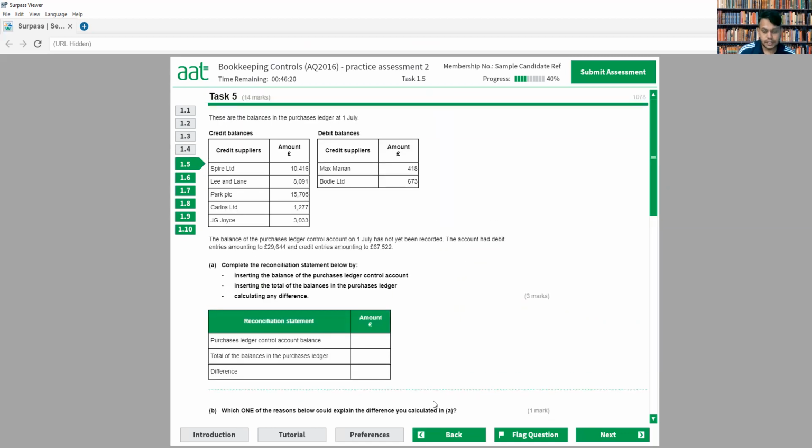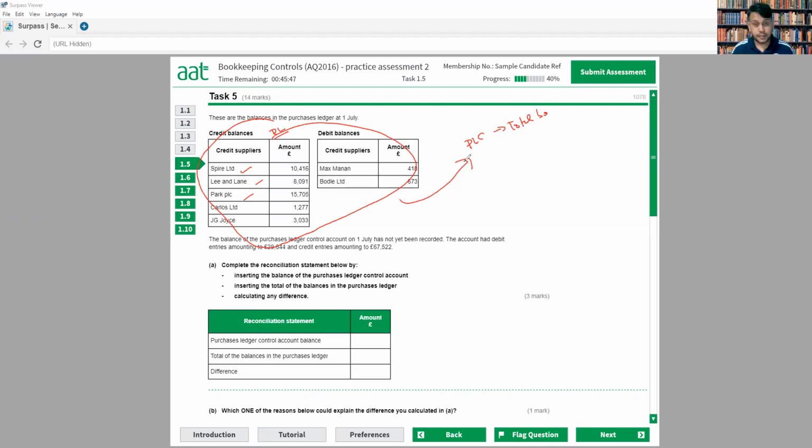So purchase ledger and the purchase ledger control, let's talk a little bit about that. Purchase ledger means the individual supplier. For example, S Limited, Lee Limited, P Limited, they are my purchase ledger, PL. And the purchase ledger control means the total balance. That means if I add all my suppliers, whatever balance comes is called purchase ledger control.